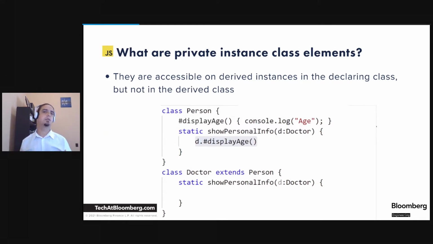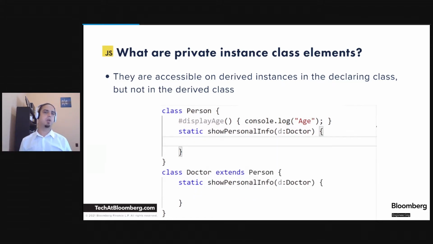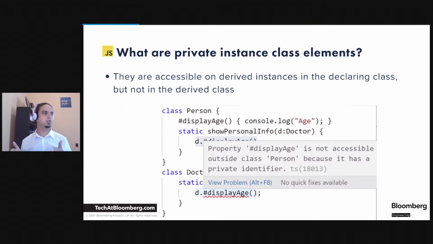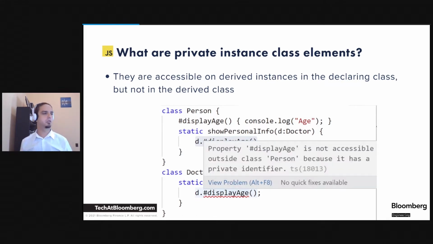They are, however, accessible on instances of derived classes, but the restriction again applies that they're only accessible in the class that declared the private member to begin with. So for example, if we have a person class that has a displayAge private member, and we have a doctor class that inherits from person, we can access doctor.displayAge within the person class. That works. However, we cannot access doctor.displayAge from inside the doctor class because displayAge was not declared inside the doctor class. It was declared in the person class.